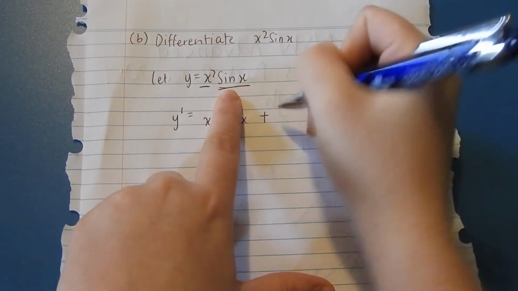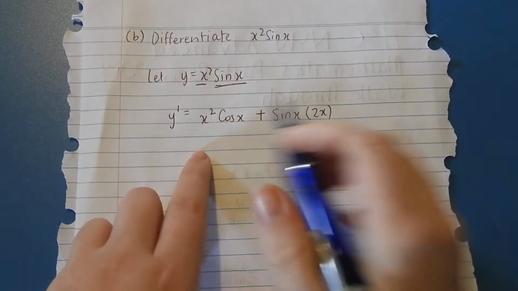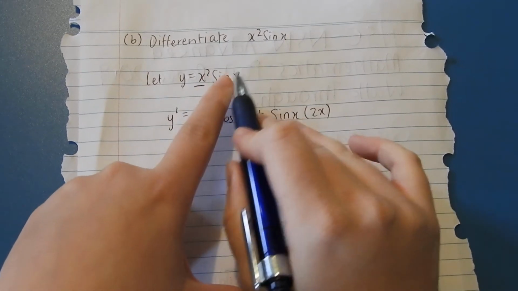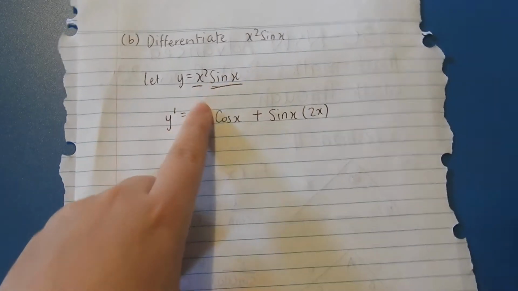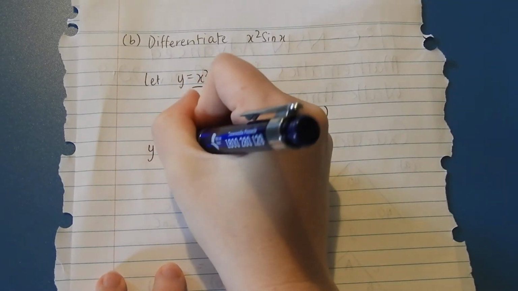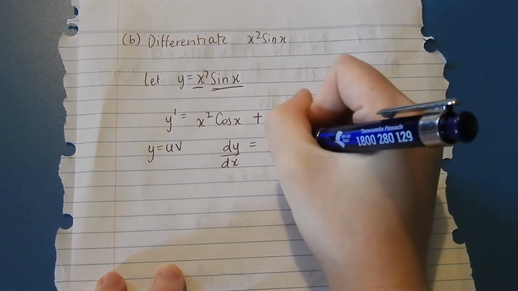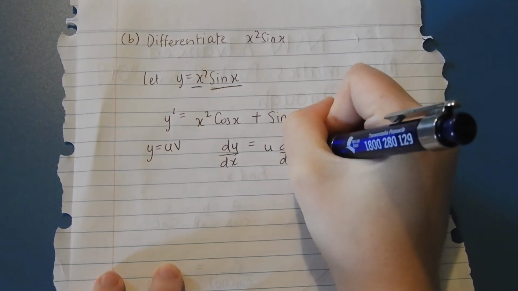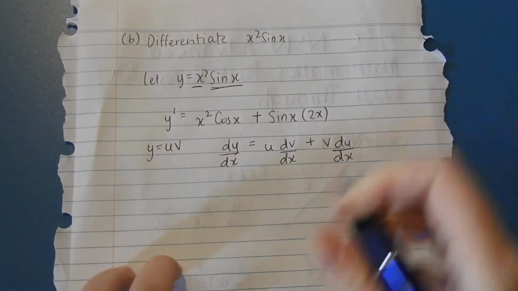plus grab this guy, sine x, differentiate this guy, 2x. So all you got to do is grab the first guy, differentiate the second guy, plus grab the second guy, differentiate the first guy. That's how I think of it. Or you've got this formula on your sheet, and it says if y equals uv, dy by dx is u dv dx plus v du dx.